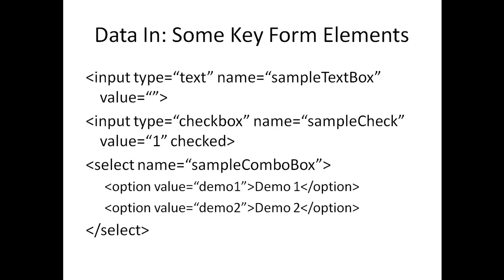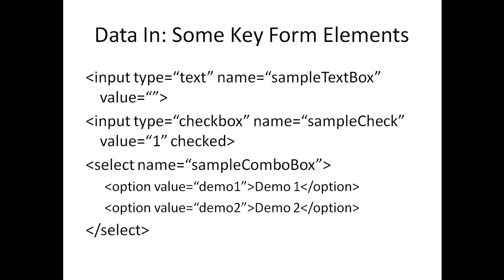The next one is select name equals sample combo box with a couple of option parameters listed inside of a closed select tag. And basically this is how you create a combo box. You can put selected as a keyword inside of the option tag to have that particular option selected. A lot of times what I like to do is have a blank option as the first option so that there's nothing selected in the combo box.